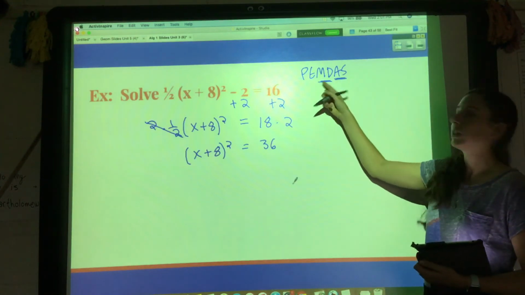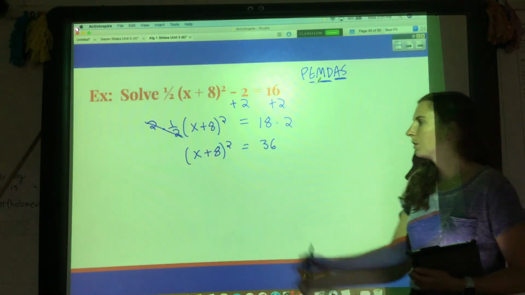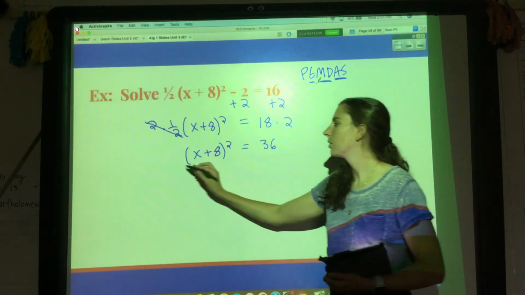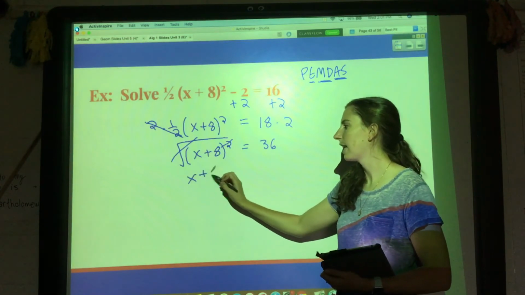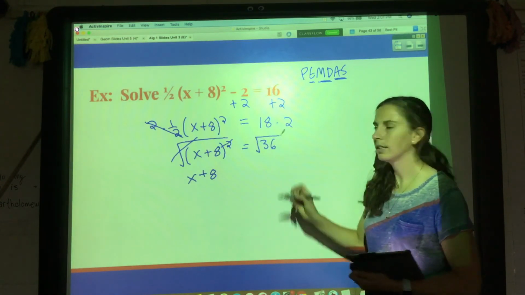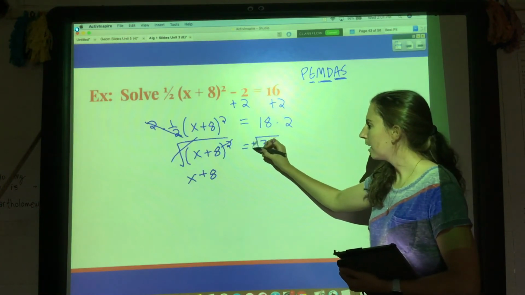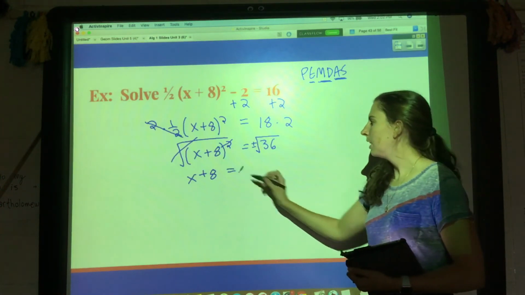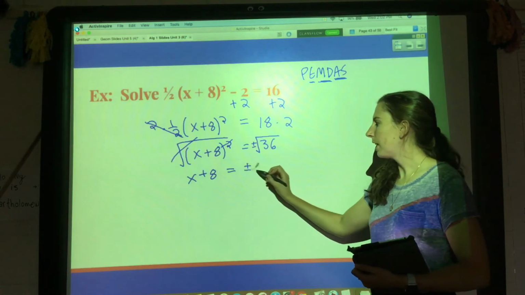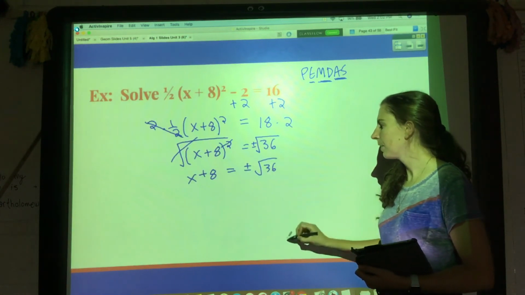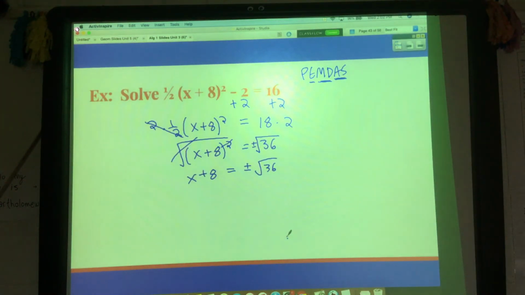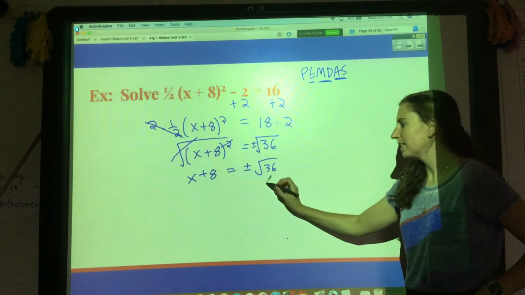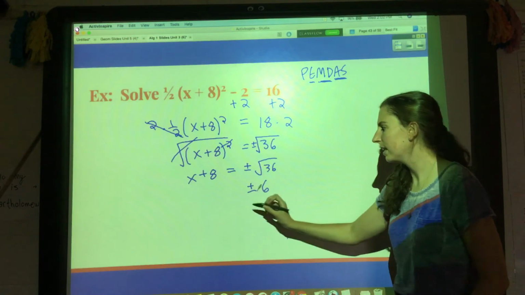Next, if we're going backwards here, comes exponents. So I'm going to have to square root this whole thing to get rid of the squared, leaving just x plus 8. And I also need to square root this side to keep it balanced. Don't forget plus and minus when you square root. So this equals plus or minus square root of 36. The square root of 36 is 6, and I'll leave the plus or minus there.